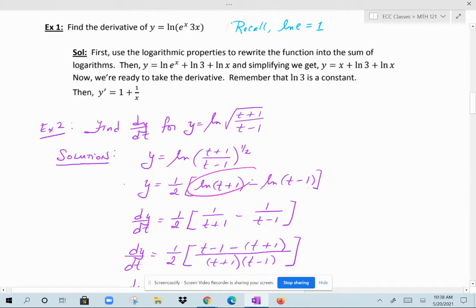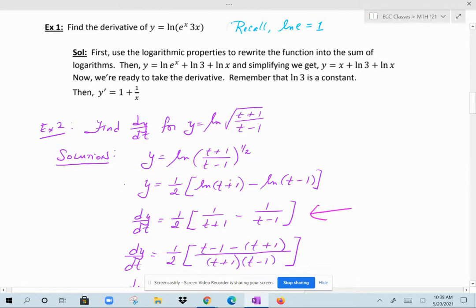You cannot distribute ln across. So this is not equal to ln of t plus ln of 1. So if you have that habit, please break it immediately. That is not true. But I can apply the derivative, and in this case, I still have to apply chain rule, but it's a very simple chain where ln is the outer function, t plus 1 is the inner function. So I take the derivative on the next line.